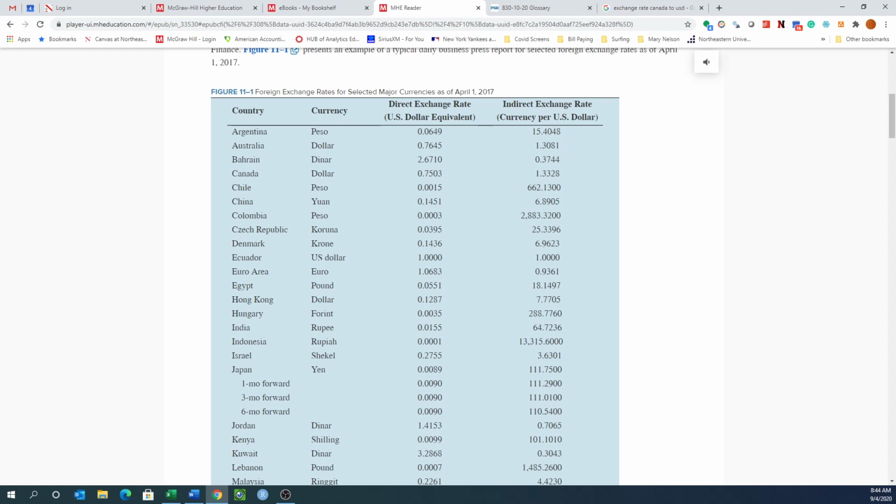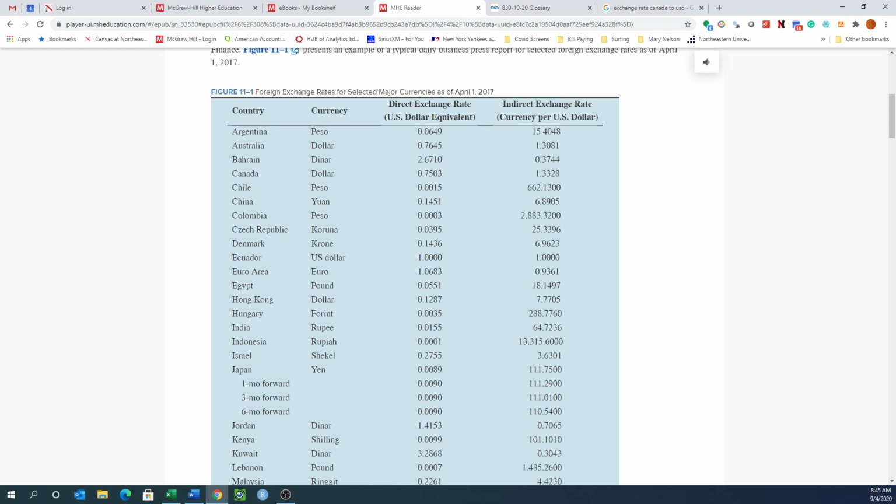The indirect exchange rate is just the opposite. If I have $1, how many Argentina pesos can I get? Well, $1 is worth 15 pesos. $1 is worth 662 Chilean pesos. $1 is worth 111.75 yen. $1 is worth, if we look at euro, where's my euro here? $1 is worth 93 euros. Okay, so this is the indirect exchange rate.